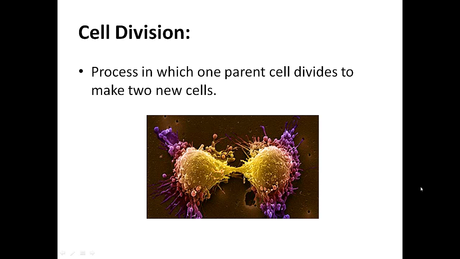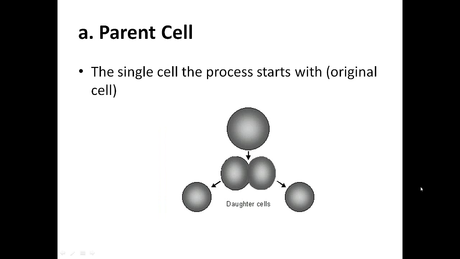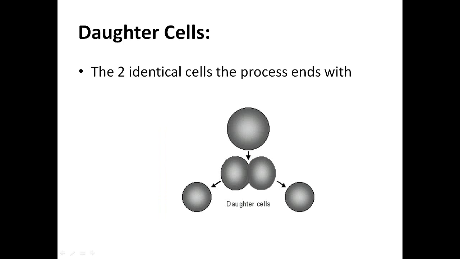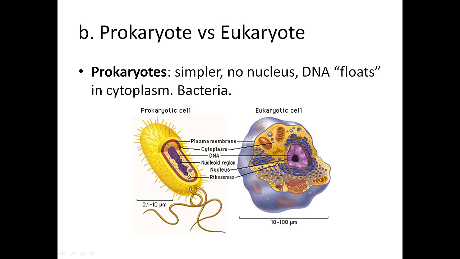Cell division is the process in which we make two new cells from one parent cell. The parent cell is whichever cell we're starting with. It's your original cell. And when it divides, you end up with two identical clones of that parent cell, and those are called the daughter cells.